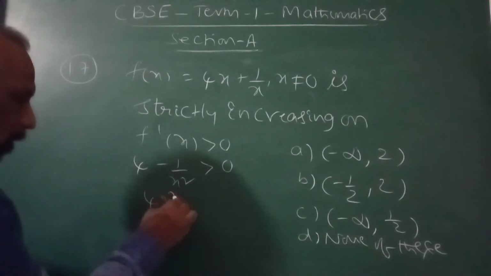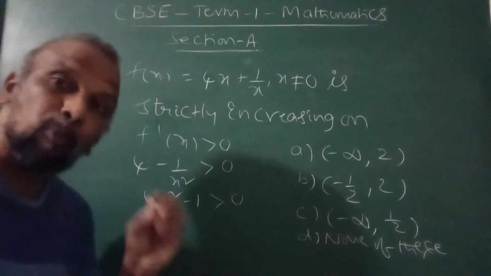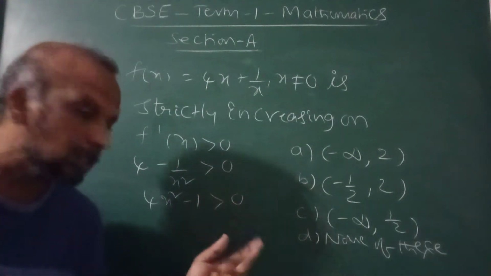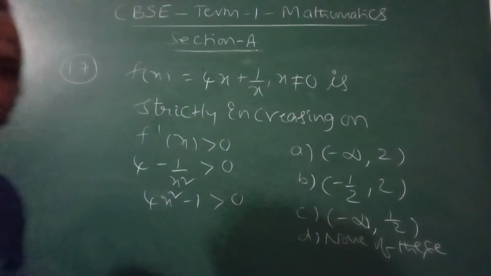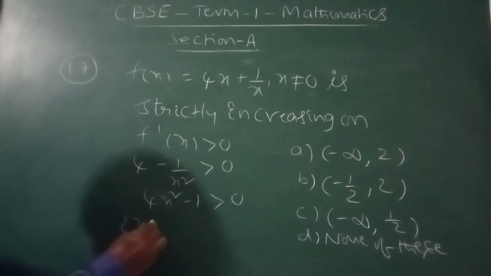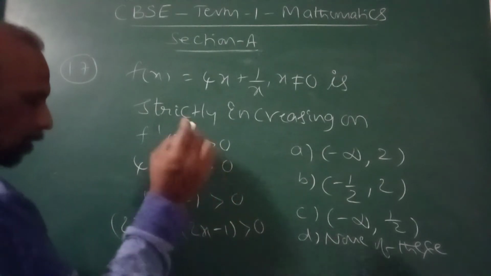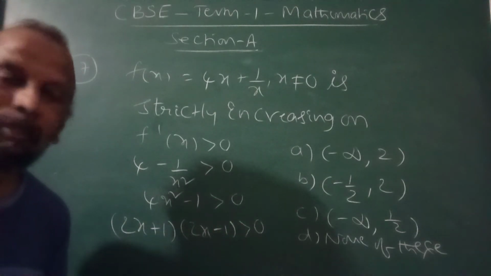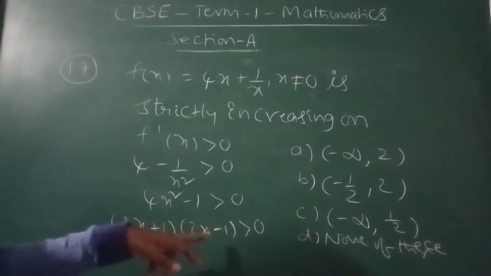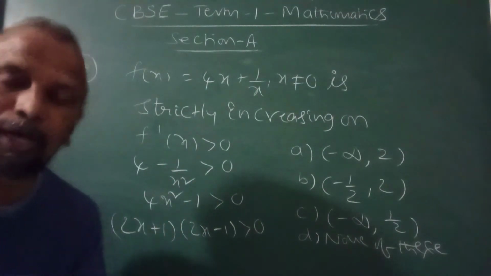4x square minus 1 by x square greater than 0. Because the denominator x square is a positive quantity, I can transfer it to the other side. 4x square minus 1 greater than 0. Then I can write (2x plus 1)(2x minus 1) greater than 0. When the product of the two linear factors is greater than 0, the x value comes outside of minus 1 by 2 and plus 1 by 2.